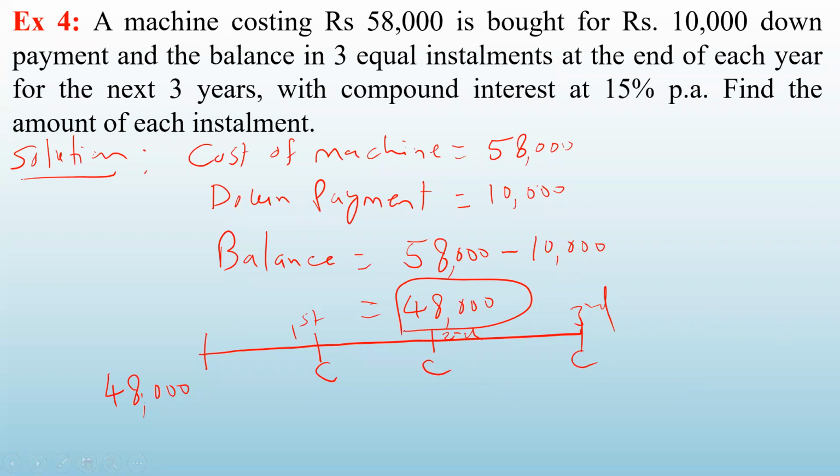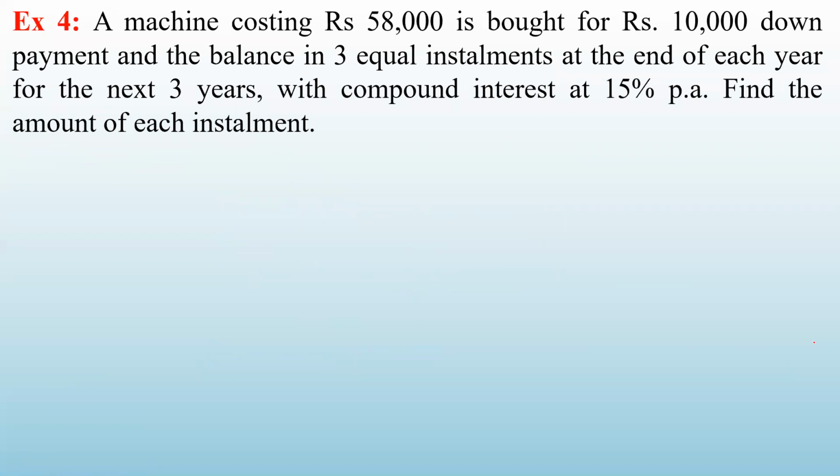So you are given P is 48,000. This balance is paid by 3 installments. C you have to find out. N is 3. And what is your R? It is 15. So what will be I? I will be R upon 100, that is 0.15. What is 1 plus I? It will be 1.15. Let us put all the values.